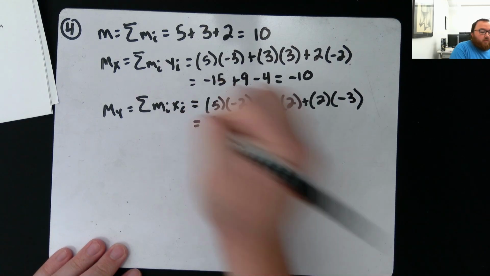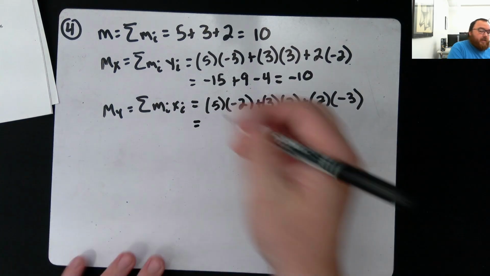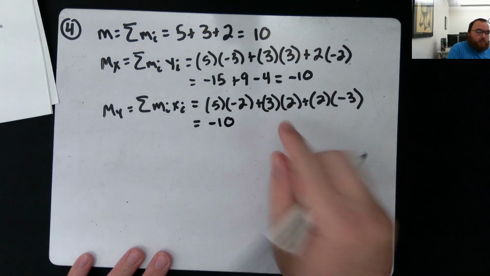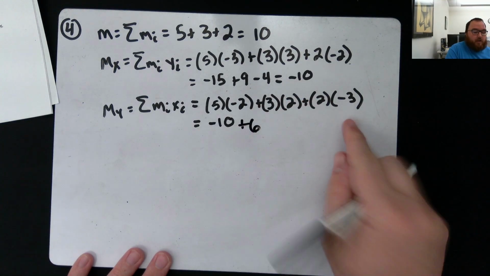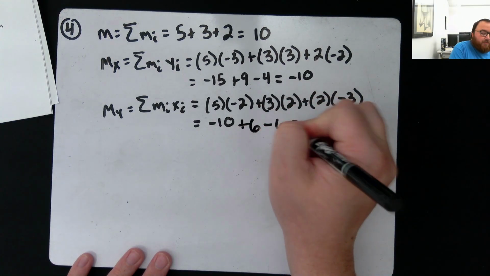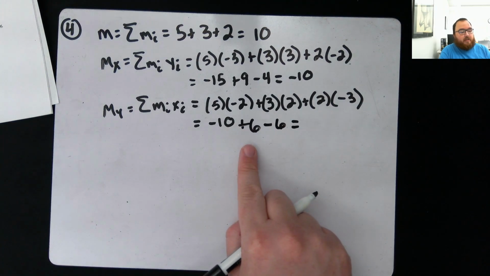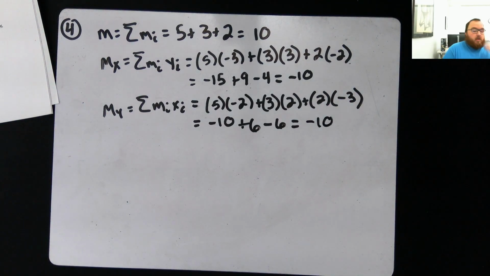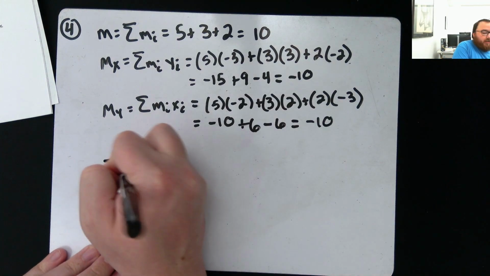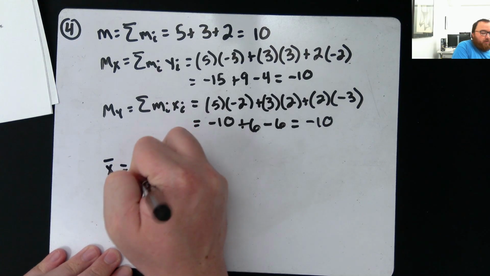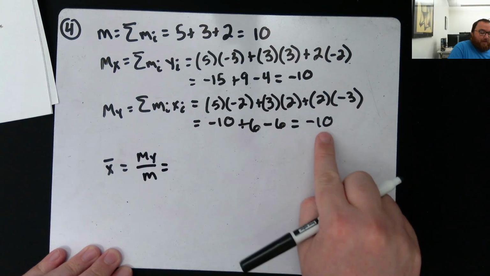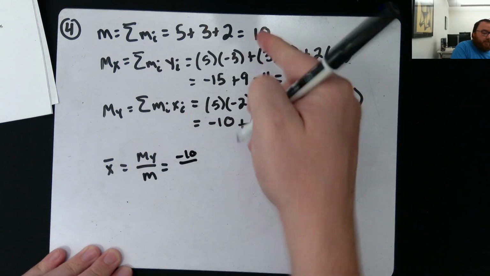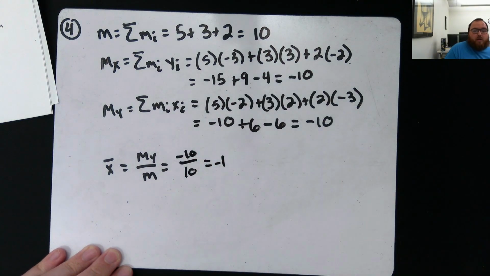Five times the -2 is -10. 3 times 2 is 6. 2 times the -3 is -6. -10 plus 6 is equal to -4. Minus 6 is -10. So the center of mass for x is the moment about y over my total mass, which is going to be -10 over 10, so -1.